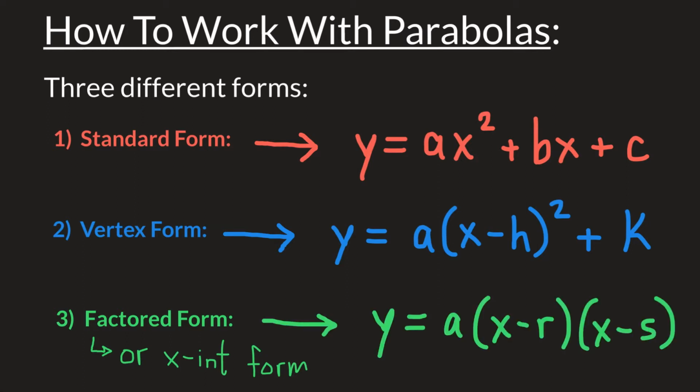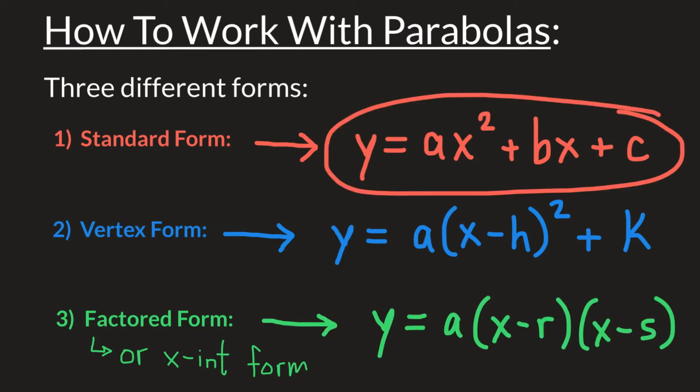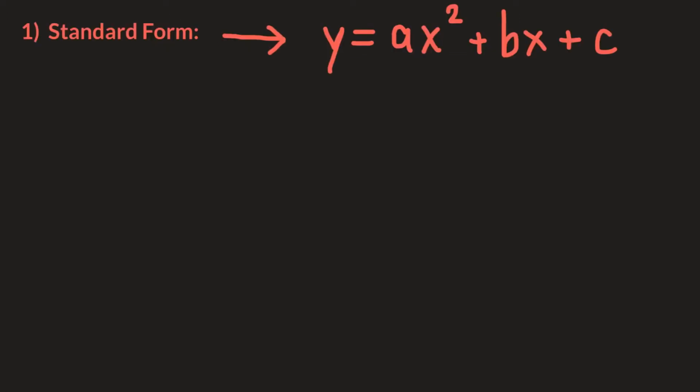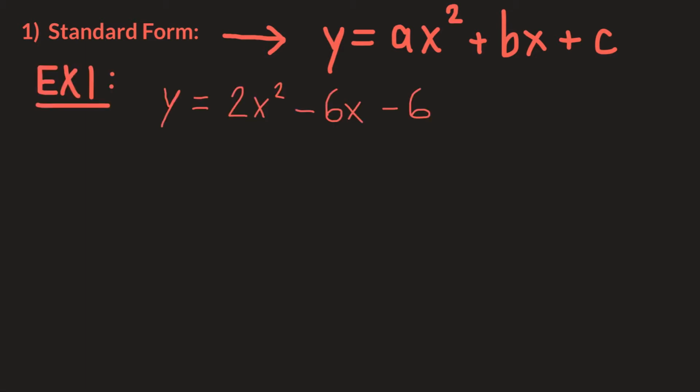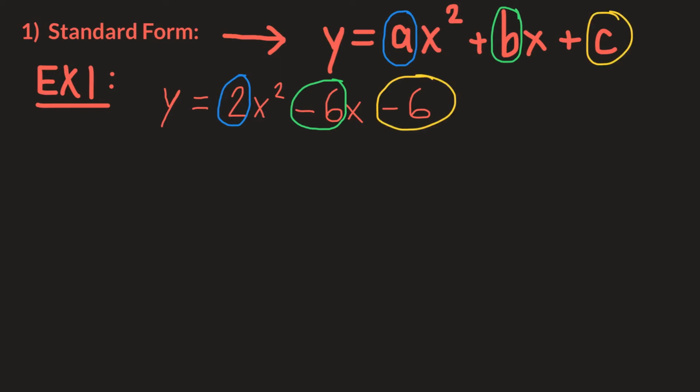We will begin by reviewing what standard form tells you about a parabola. We're going to take a look at two different examples of what standard form teaches us about a parabola. Here's the first example. In this parabola, we can see that the a value, located in front of the x squared, is 2. The b in front of the x is -6, and the c value is also -6.